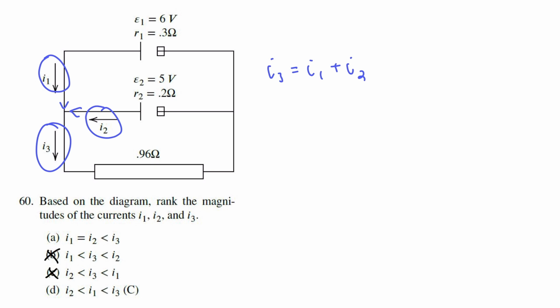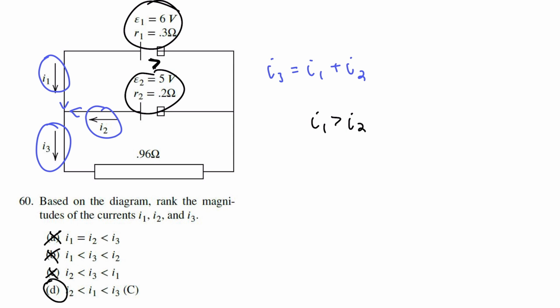And then to determine between I1 and I2, we can just look at the EMF values. E1 is greater than E2. So therefore, I1 has to be greater than I2 because the potential difference being provided is greater, resulting in a greater current just by Ohm's law. So for ranking, although we can't determine the exact value that way, we can get a ranking very easily just by looking at what the EMF value is, knowing that if the EMF value is larger, then the current will be larger as well. So the correct answer here is D.